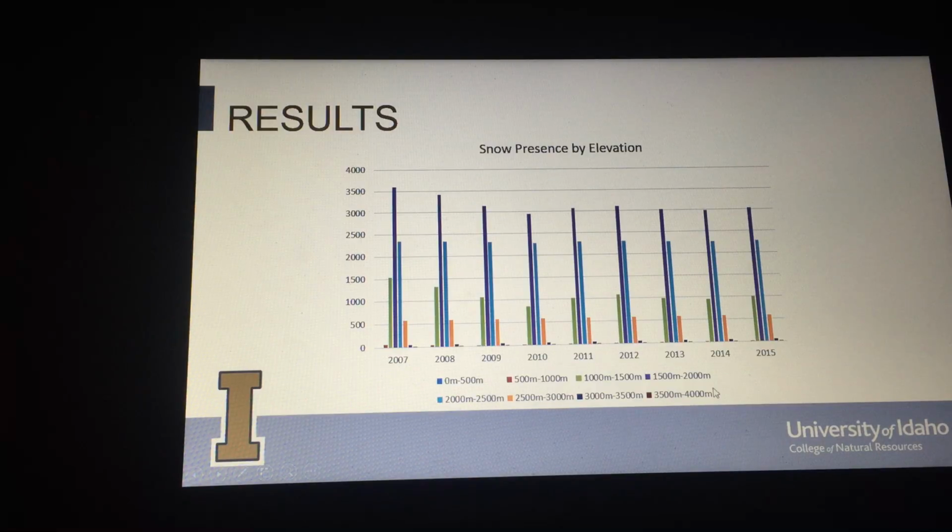So this does support my hypothesis that the areas of higher elevation will experience less fluctuation than areas of low elevation. In this case, higher elevation experienced no fluctuation in the presence of snow for each year, and the lower elevations experienced a lot more. So the reason that the 1,500 to 2,000 meter elevation category had the most amount of snow was because it had a higher proportion of area than all the other elevation categories in the state.